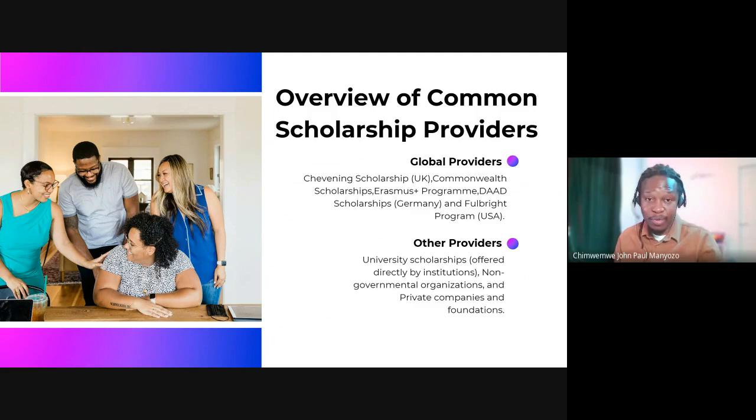You also have the Commonwealth that is not only limited to people studying in the UK; there are also various other partnerships, and you can study in different countries. You have Erasmus that is focusing on the EU. Then you have DAAD, which focuses on people studying in Germany, and then you have Fulbright that focuses on people studying in the United States. What makes these programs global is that they are tapping from across the world, and the people are going to be studying in these particular countries, but the talent pool that they're able to get is from across the world.